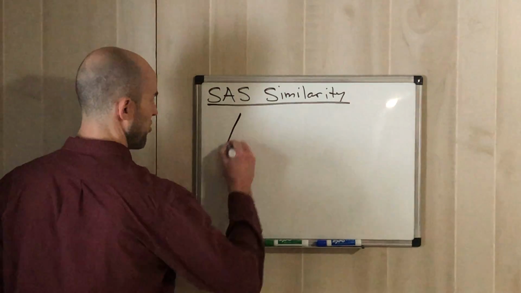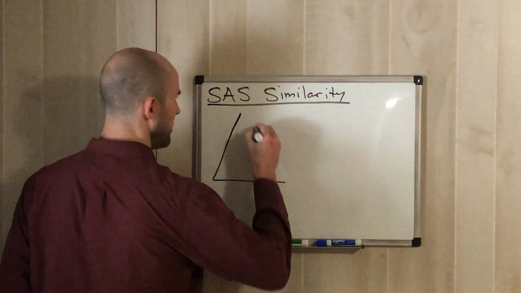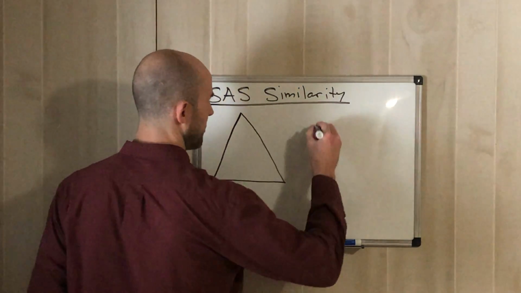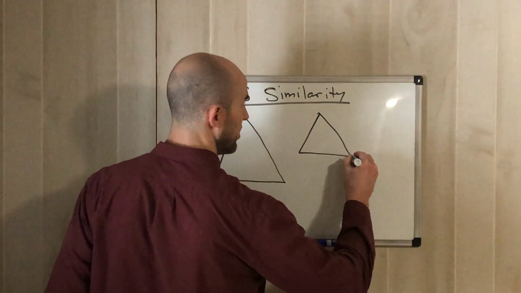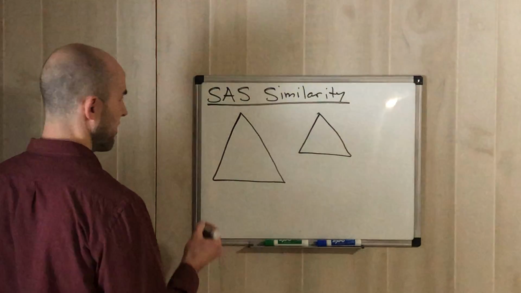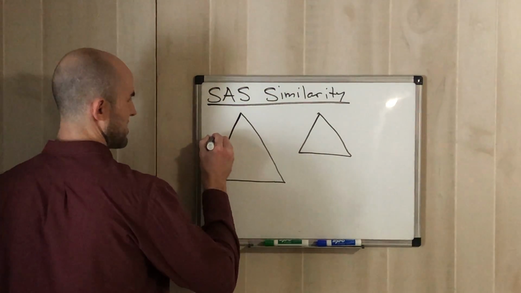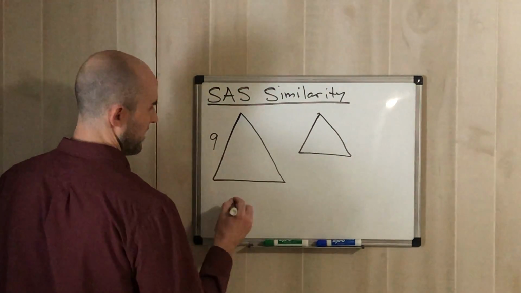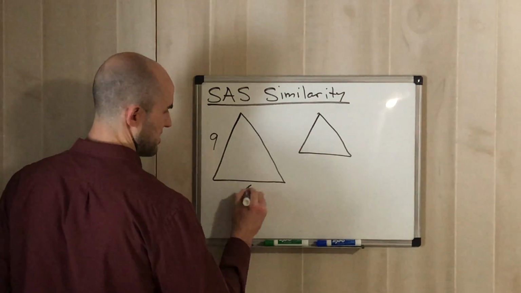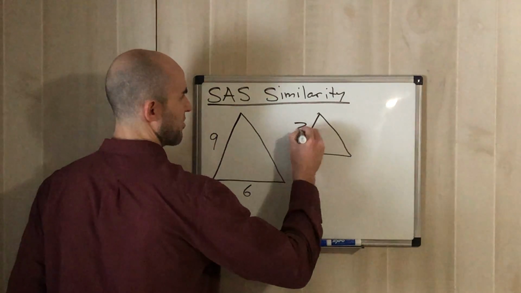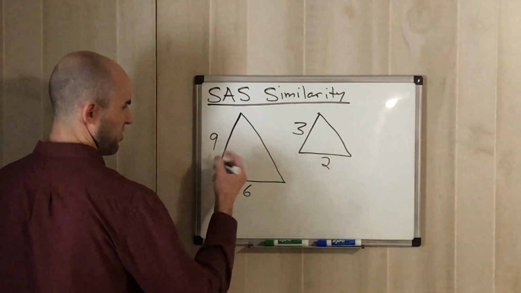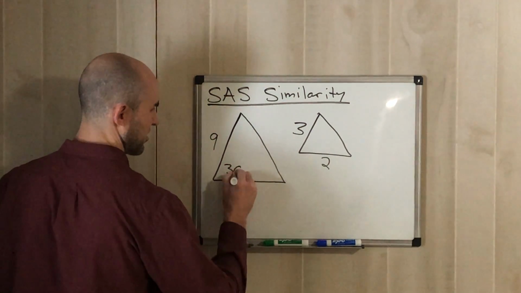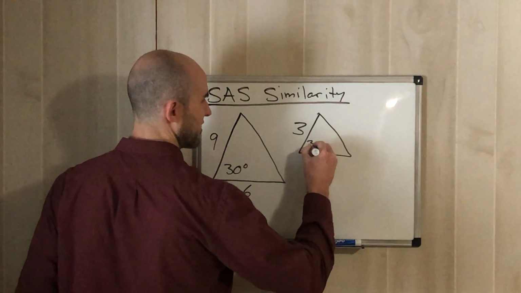So if we're trying to show this again, SAS, we have 2 triangles. Again, one could be bigger, one could be smaller, because we're not saying that they're congruent. We're saying that they're similar, that they're alike. Let's say that I give you that this is 9. Let's say that this here is 6. Let's say that that's 3. Let's say that that's 2. And now, remember, I'm going to put the angle here. Let's say that that's 30 degrees. Let's say that that's 30 degrees.